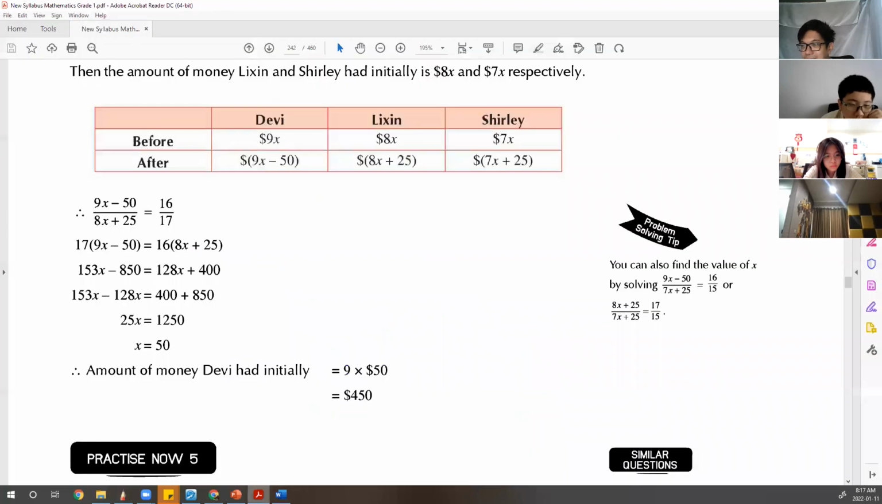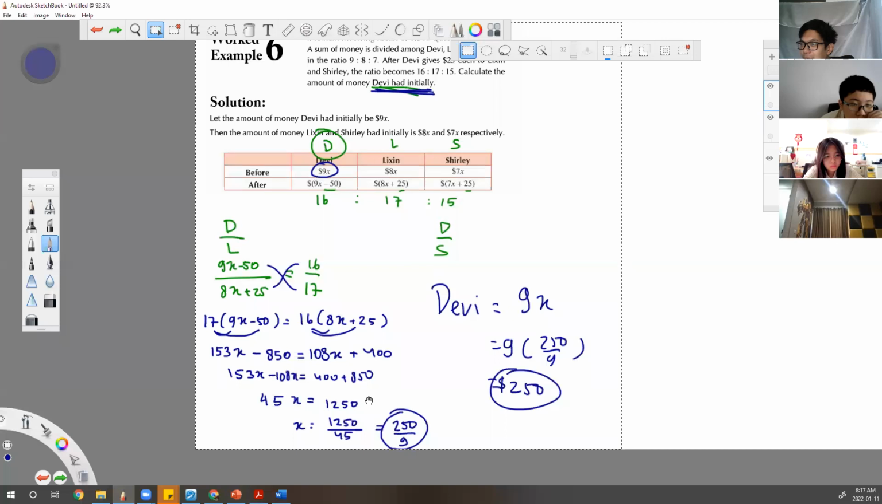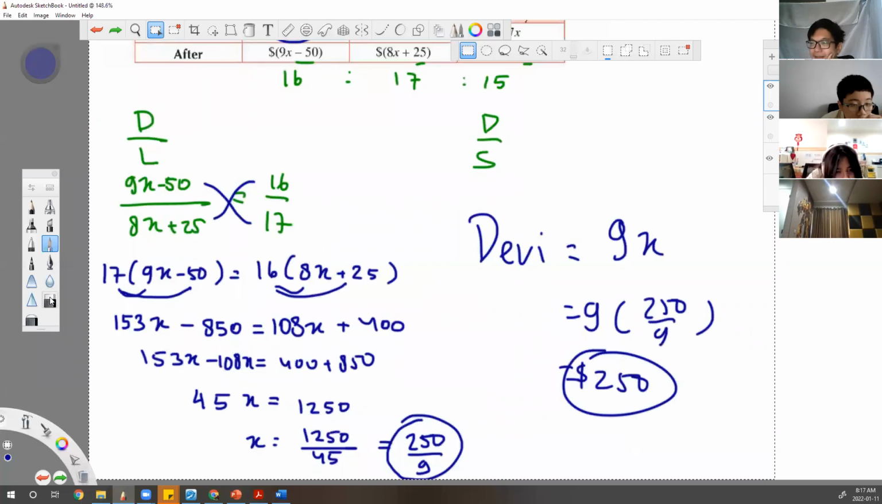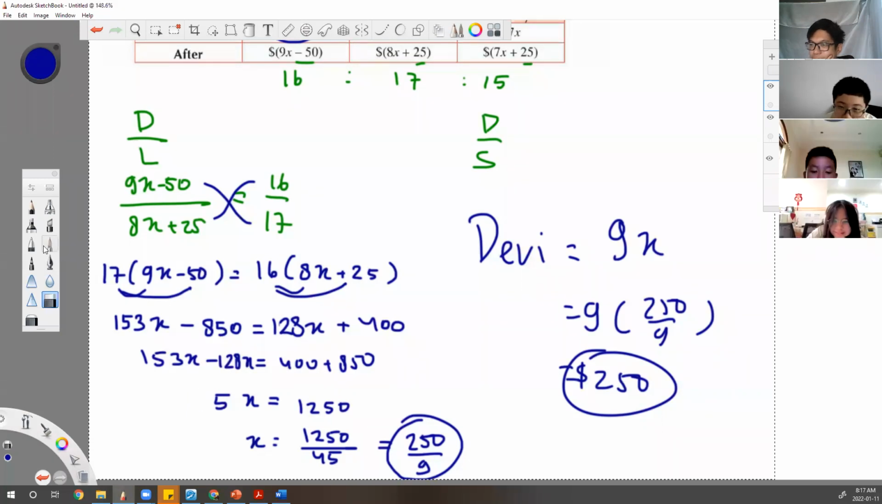Wait, gue salah di mana? 1 to 8 bukan 108 nih. Salah hitung. Ya. Ini 1 to 8. Berarti 25 ya. Oke, sorry guys. Makanya kok fraction gitu. Jadi ini 25 guys. Sorry. 50 jawabannya. 50 and put the x as 50.